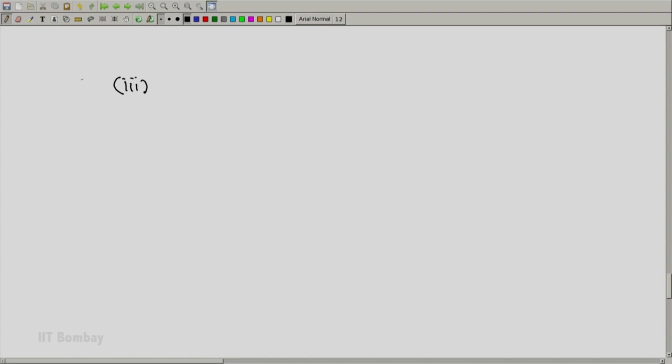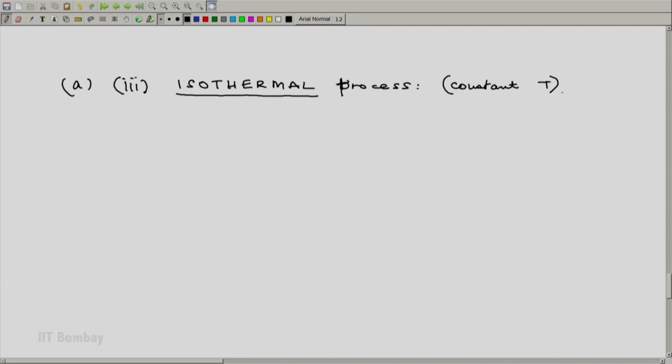Continuing with our discussion, the third type of process which we may come across quite often is an isothermal process. This means constant temperature, and that also means not only is the temperature constant throughout the process, it also means dT equals 0 throughout the process.